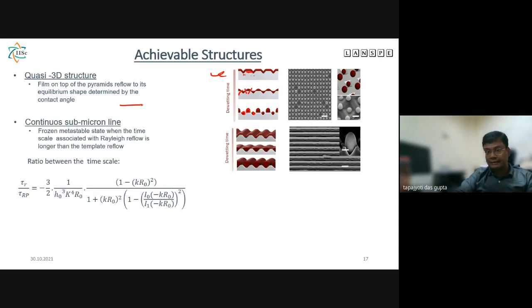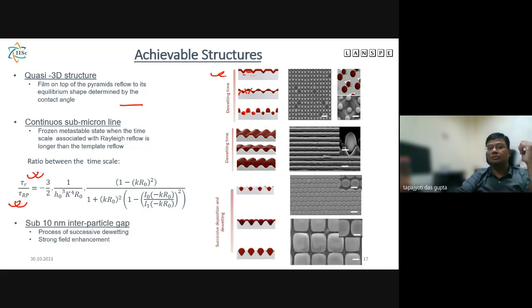You can make continuous line-like structures by controlling the ratio of the reflow time. And the other one is Rayleigh plateau instability, which you should stop to have a continuous line-like structure if you want to use it in waveguide applications. Chalcogenides are very good nonlinear materials, very good material for optical fibers. So there is a possible application in photonic circuits also.